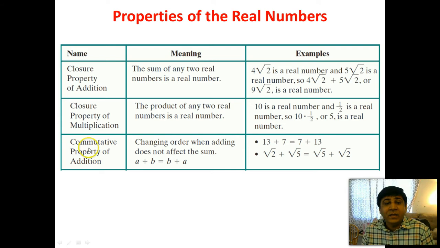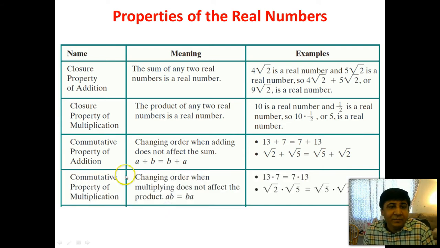The third property is the commutative property of addition. That means if you want to add 3 to 4, or 4 to 3, it doesn't matter, your end result will not change. If you are adding two real numbers, the order does not change anything. So it does not matter if you put A first or B first. For example, 13 plus 7 or 7 plus 13 will have the same answer. So it's sort of a common sense property here.